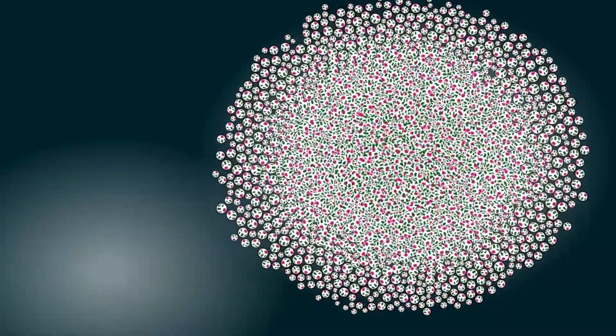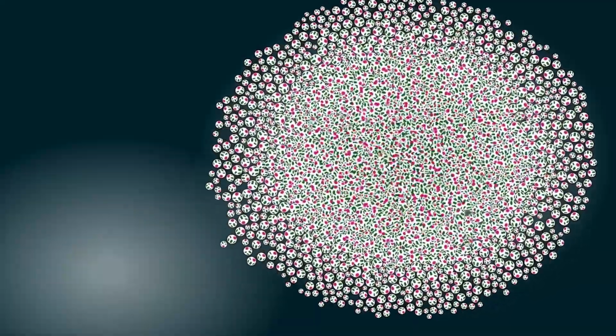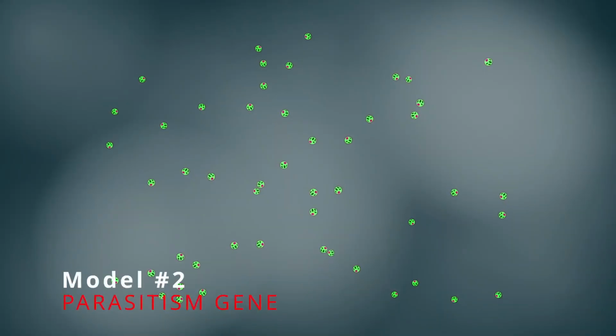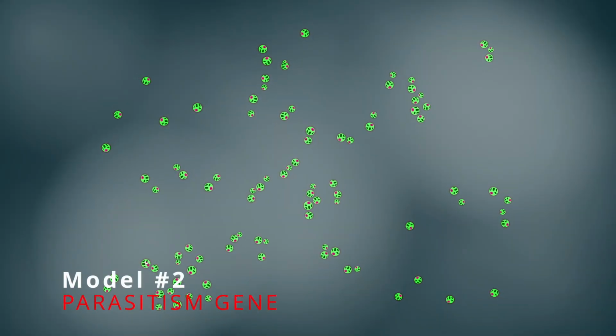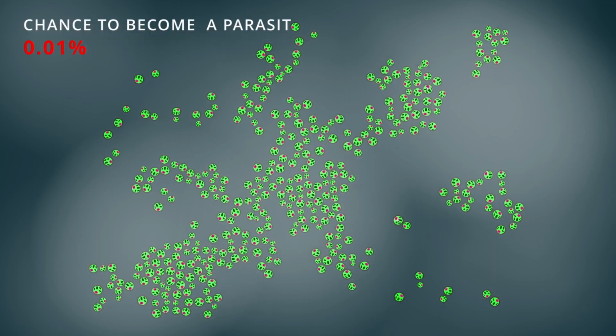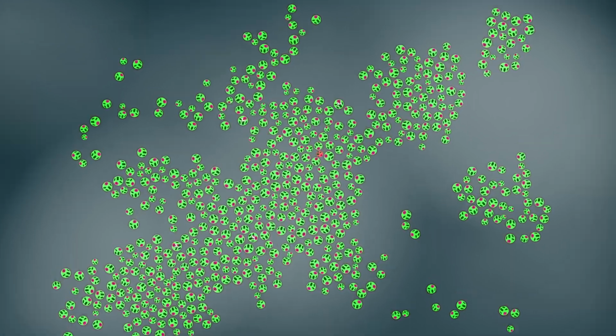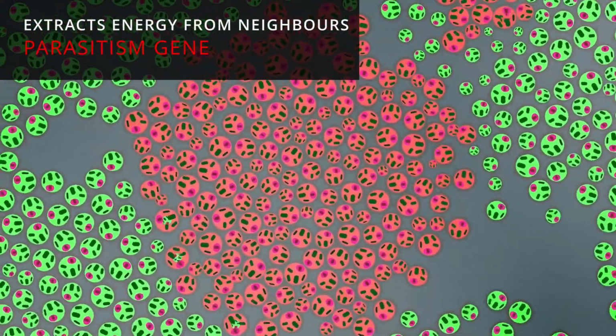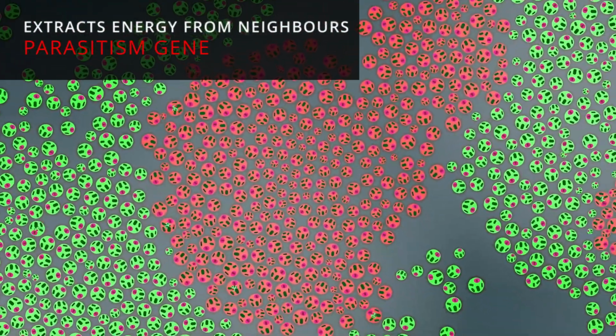The model worked successfully, and it's time to make it more complex. Let's color the cells with the photosynthesis genome green. And also, let's add a probability of parasitic cell appearance, which will be red. The first predator appeared. The parasitism gene allows the cell to extract energy from all non-parasitic cells nearby.